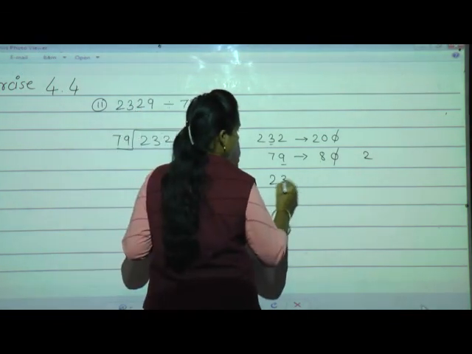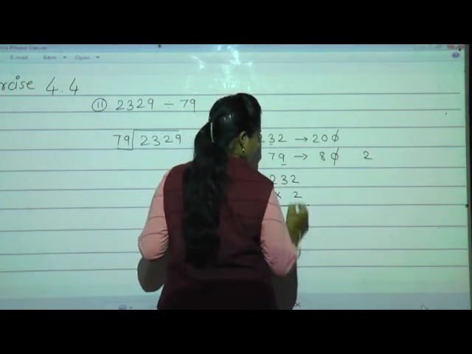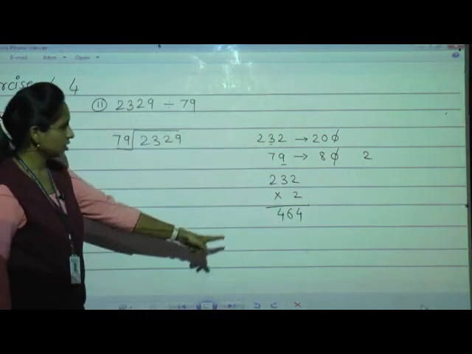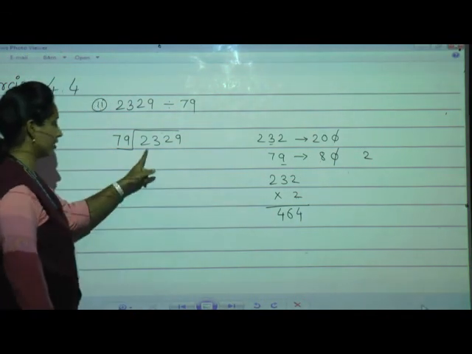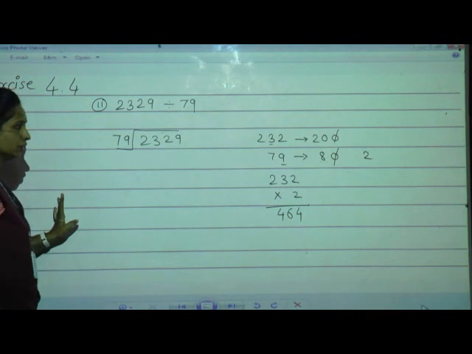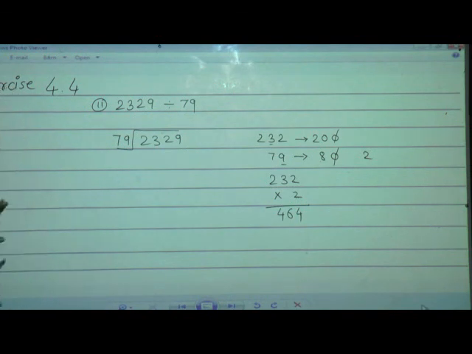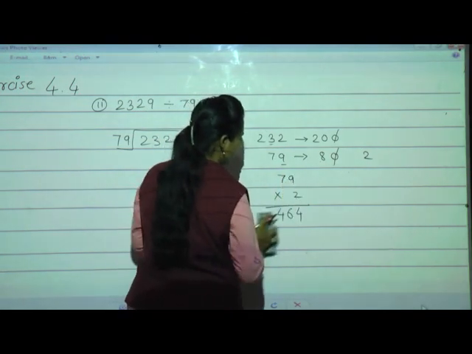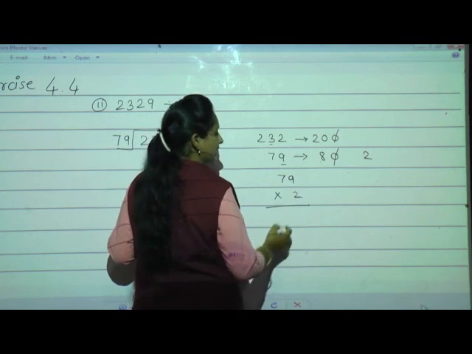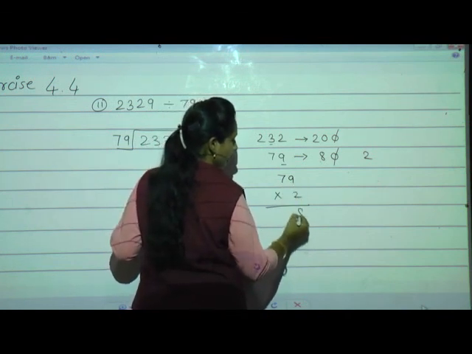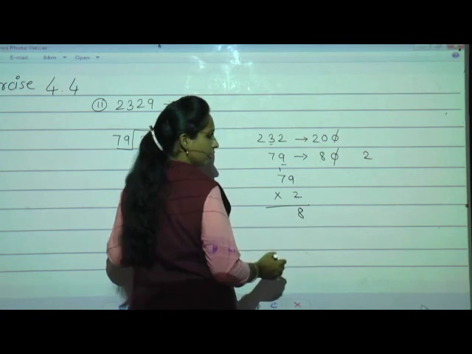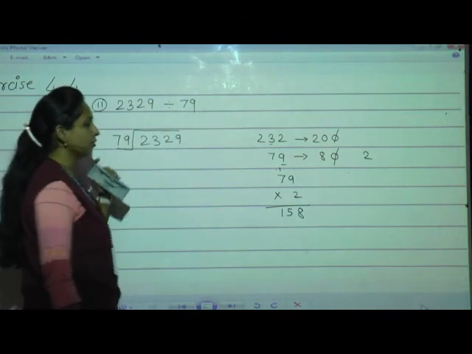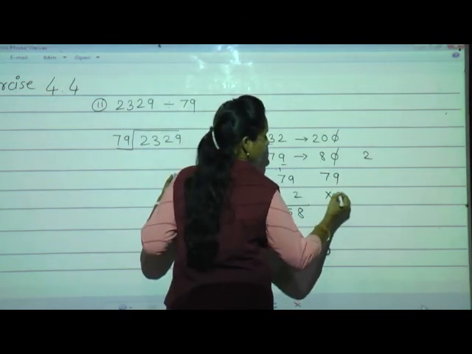Now we will try with the actual. 2 twos are 4, 2 threes are 6, 2 twos are 4. See, 464 is greater than 232, so it will not go. Sorry, wrong we have done. We were supposed to multiply 79 by 2. 2 nines are 18, 1 will carry. 2 sevens are 14 plus 1, 15. But what we will do? We will try one more quotient, that is 3.